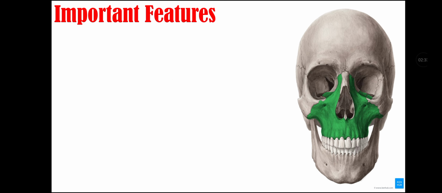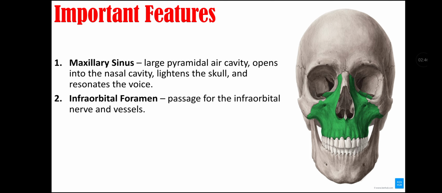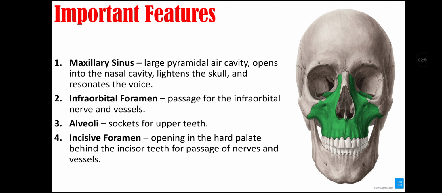Important features of maxilla include the maxillary sinus, that is a large pyramidal air cavity that opens into the nasal cavity, thus lightening the skull and resonating the voice. Second feature of the maxilla is the infraorbital foramen that is the passage for infraorbital nerve and vessels. Third feature is alveoli that are sockets for upper teeth. Fourth feature is the incisive foramen that is an opening in the hard palate behind the incisor teeth for passage of incisive nerve and vessels.